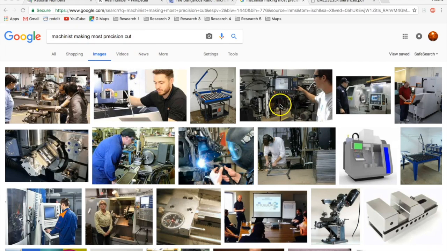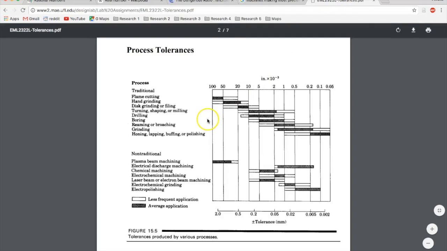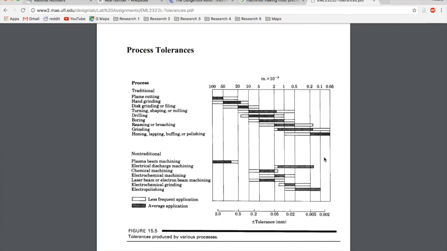Here are some images of the types of tools that machinists are using to make these fine cuts. And this right here is a process of tolerance that shows how accurate they can be. So you have traditional processes, non-traditional processes. This chart at the bottom here is tolerance in millimeters, and you can see it goes down to 0.002 millimeters. None of these non-traditional methods go that far, and there are some traditional methods that do make it that far. But beyond that, there's no finer tolerance. That's the limit of what we have right now.